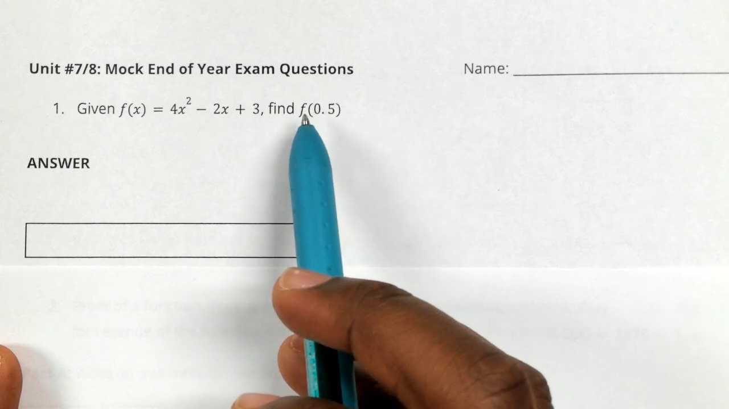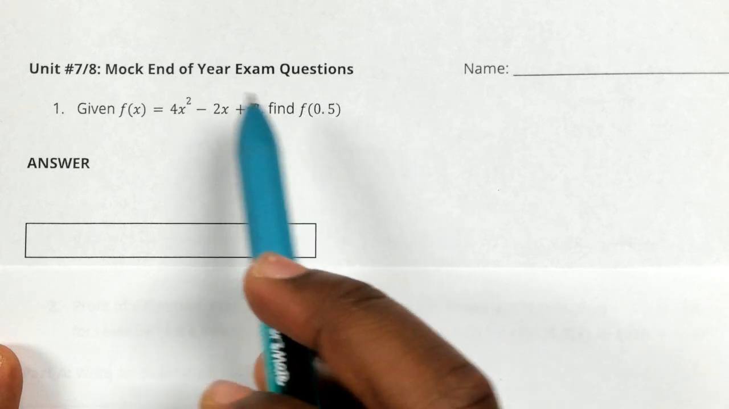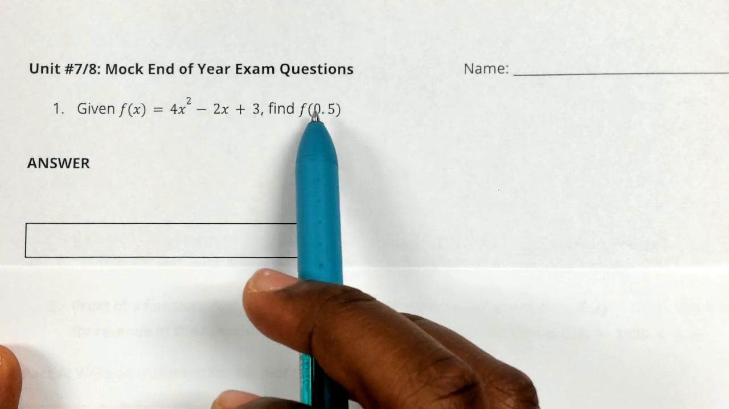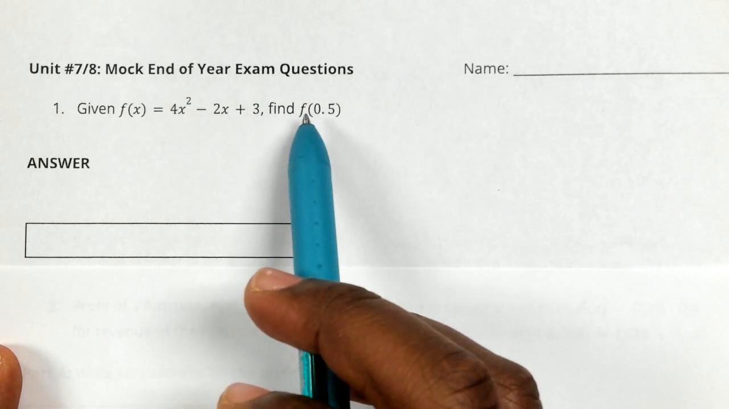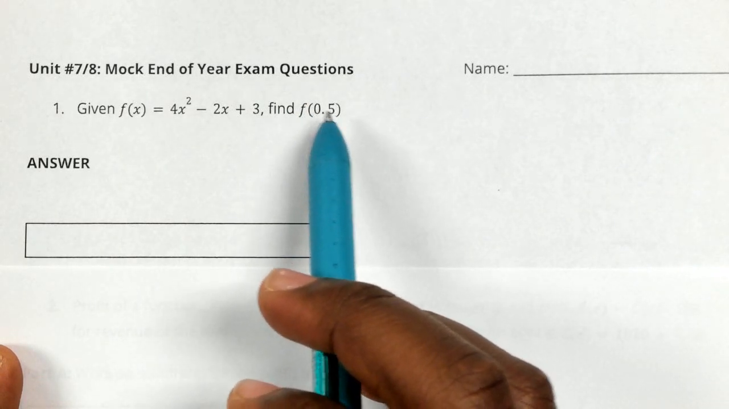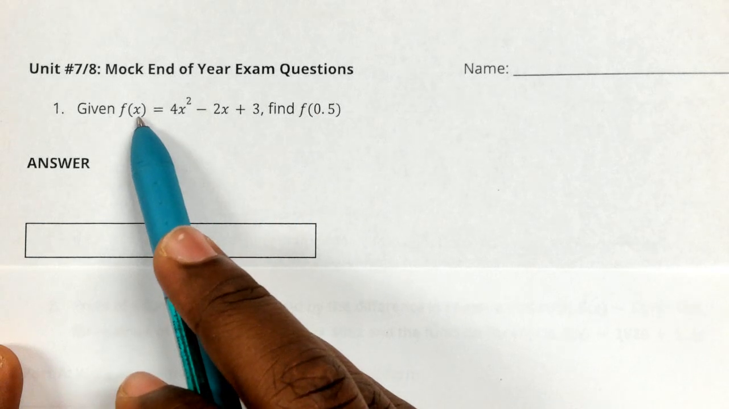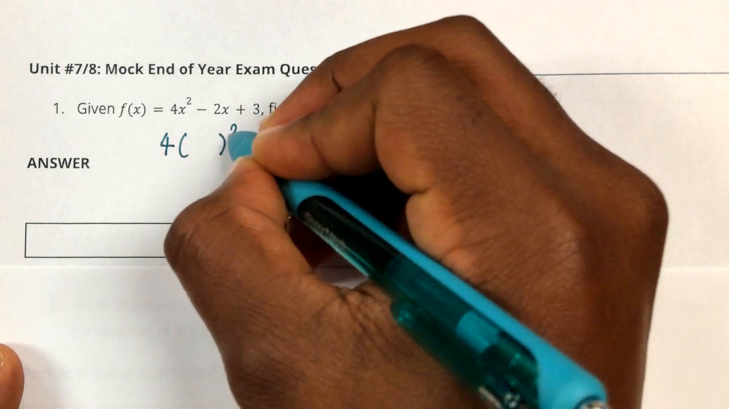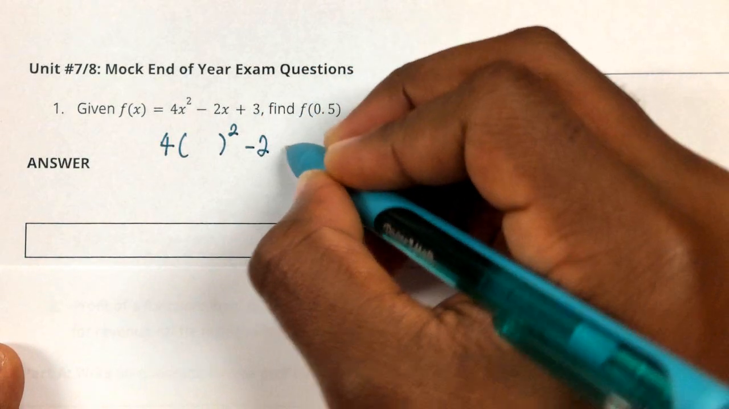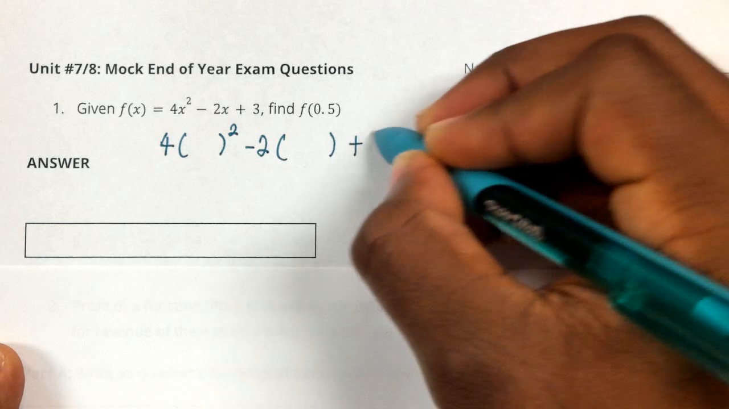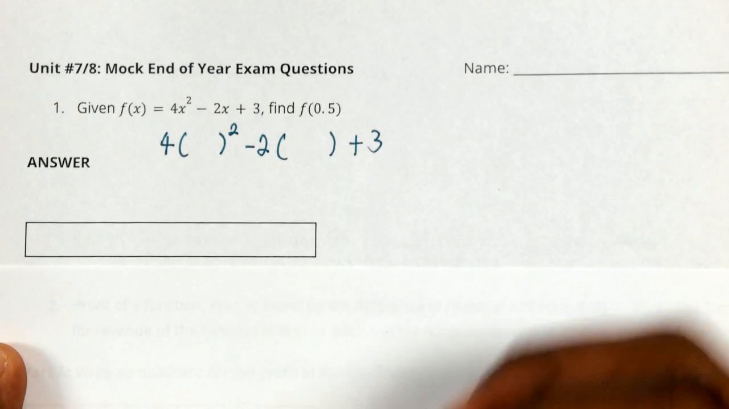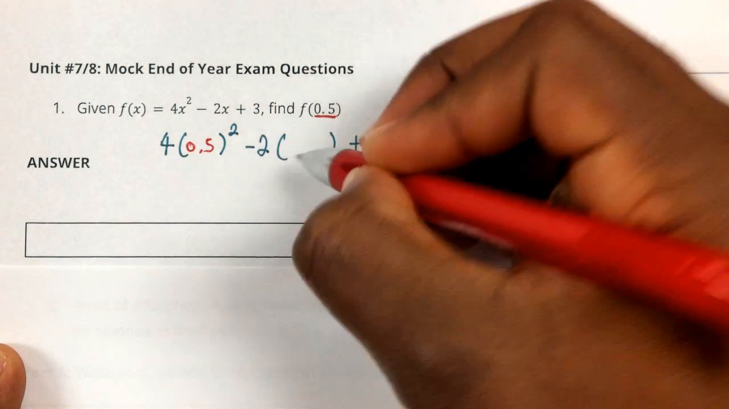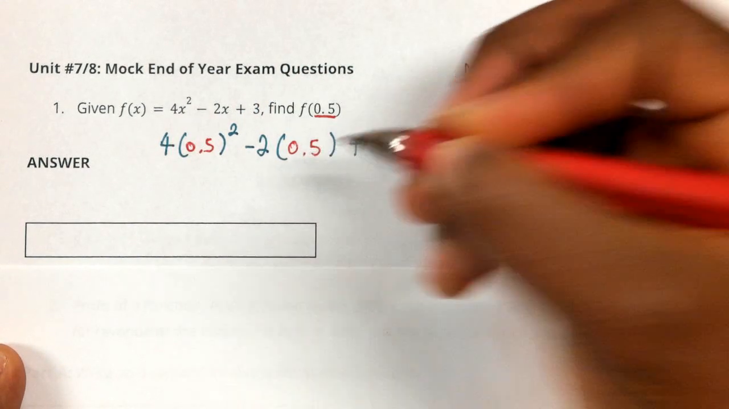F of 0.5 just means that anywhere I see x, I'm going to replace the x with 0.5. So when I look at this f of 0.5, this 0.5 is replacing the x. What I'm going to do is rewrite this equation and replace all my x's with parentheses. And what do you think is going to go inside of that parentheses? 0.5. So inside of both of my parentheses, I'm going to plug in 0.5.